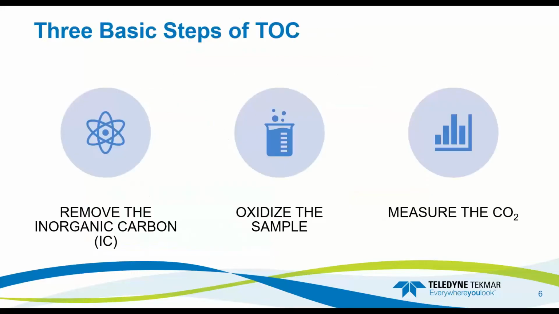Just to reiterate, TOC can be broken down into 3 simple steps. First, we have to remove the inorganic carbon. We have to oxidize the sample, and then we have to measure the sample after the carbon has been converted over to CO2. We already talked a little bit about the removal of IC. Now let's talk a little bit about the oxidation techniques.